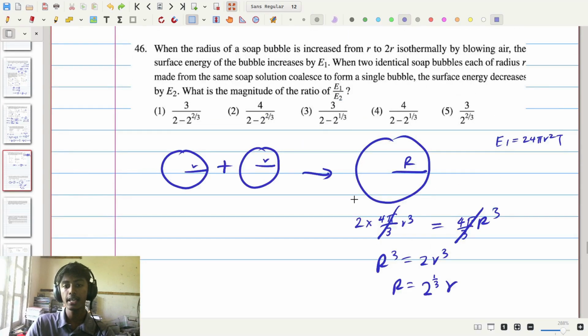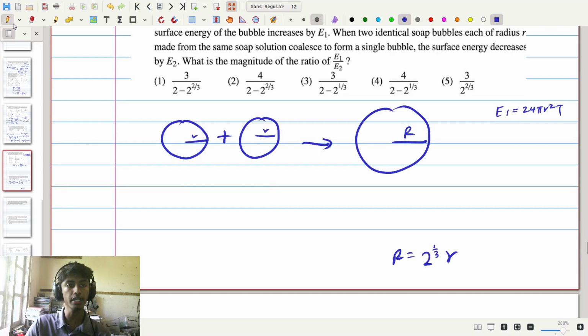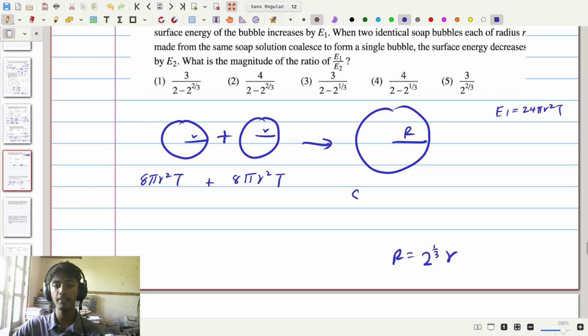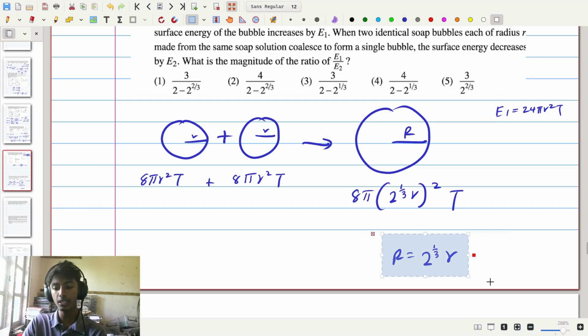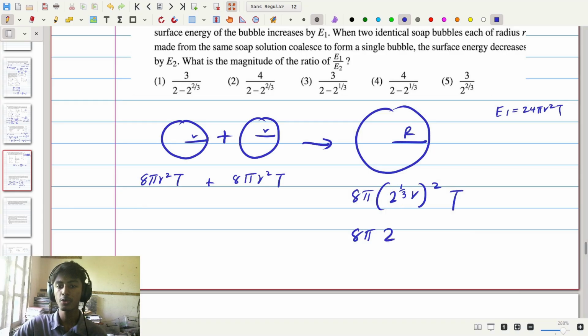Now from this we can see, if we compare energies, initially the first bubble has energy of 8 pi r squared T. The second one also has 8 pi r squared T. But for the other bubble, we have 8 pi times 2 to the power of 1 over 3 r squared times T, which if you simplify you can see is going to be equal to 8 pi times 2 to the power of 2 over 3 times r squared T, because if you take 2 to the power of 1 over 3 and square it, you get 2 to the power of 2 over 3. So we get this expression right here.